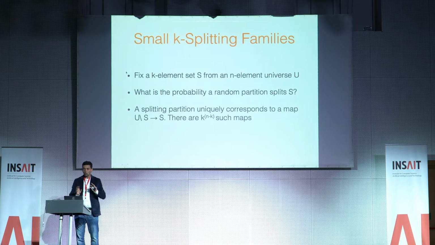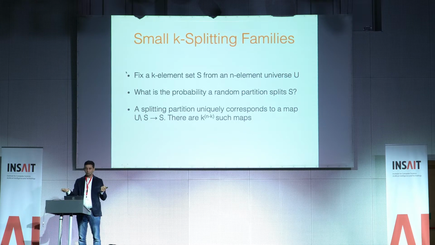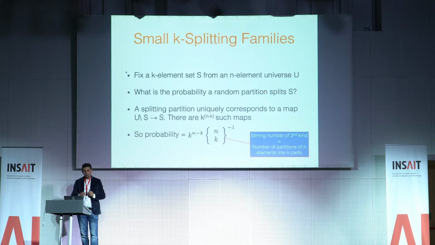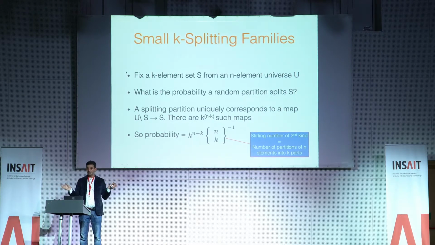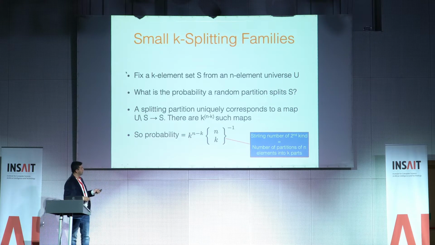Okay? So our goal is to give a lower bound on the probability that a random partition will split this particular set. Okay. So the probability that this happens is then given by the number of maps that you can have from the rest of the elements, n minus k, to S, divided by the number of partitions of n elements into k parts. And combinatorists have a name for this quantity. It's called the Stirling number of the second kind. So essentially the probability that you're looking for is this number.